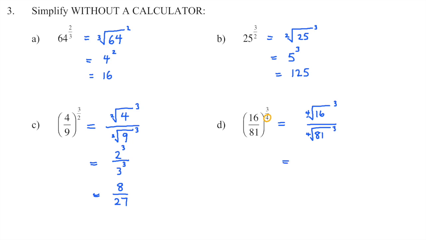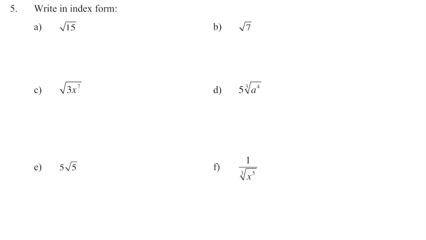The fourth root of 16. 2 times 2 times 2 times 2 is 16, so it's 2. And it'll be cubed. And on the bottom, the fourth root of 81. 3 times 3 times 3 times 3 is 81, so it's 3 to the power of 3. And 2 cubed is 8. And 3 cubed is 27. Exactly the same answer as part C. Both of those parts, part C and part D, both end up equaling 8/27.